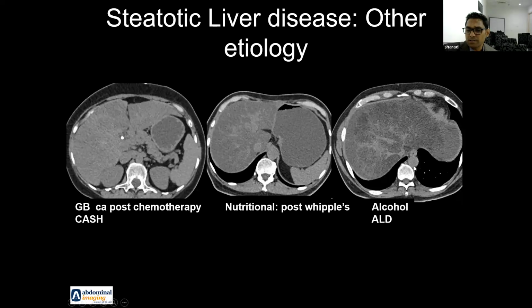Alcohol is the second cause, and alcohol cirrhosis is also a reality. And now imagine we have a patient having diabetes, taking alcohol, and then gets some malignancy and gets chemotherapy. What's going to happen?